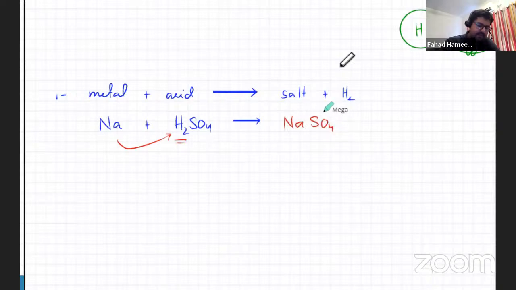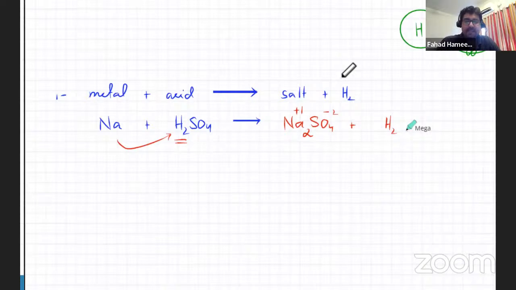Do crisscross again. SO4 is -2, Na is group 1, so that's +1. So what is the formula? That's Na2SO4, and H2 gas is going to be produced. Forget balancing it. The first thing is to make sure you know the formulas of all of them. In all the reactions that we're going to study, the salt is going to be produced in the same way.